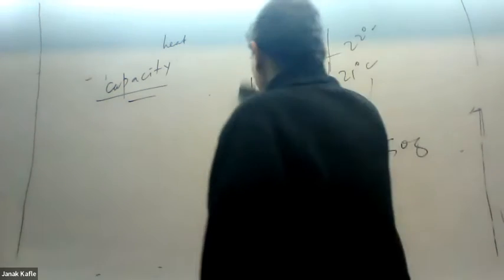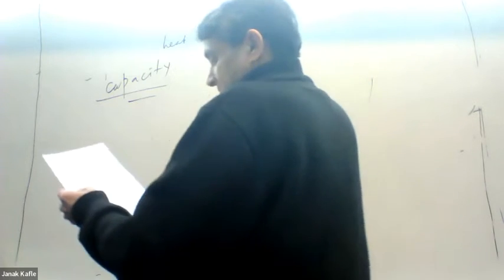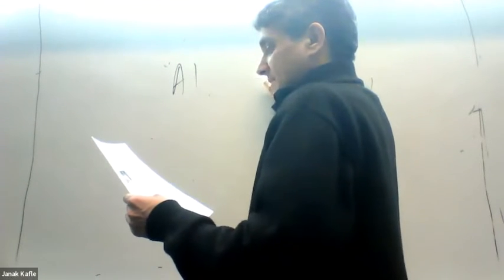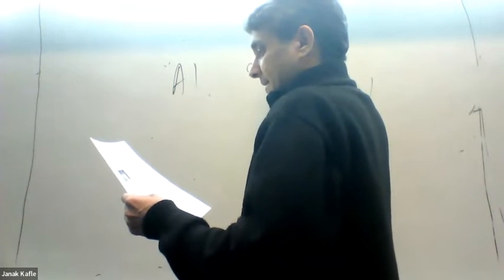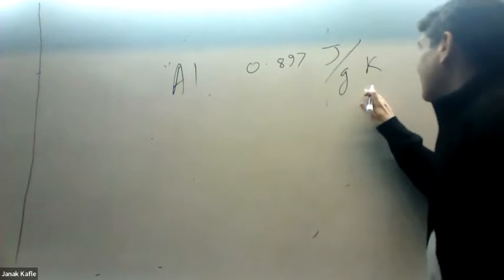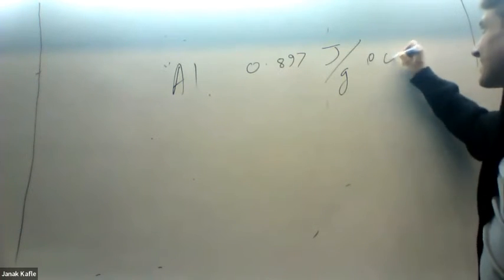So let's look here at some specific heat capacities. Aluminum. So this is aluminum. Specific heat capacity is 0.897 joule per gram per Kelvin. So sometimes they write per Kelvin, sometimes they write per degree centigrade. It is the same value, yeah.